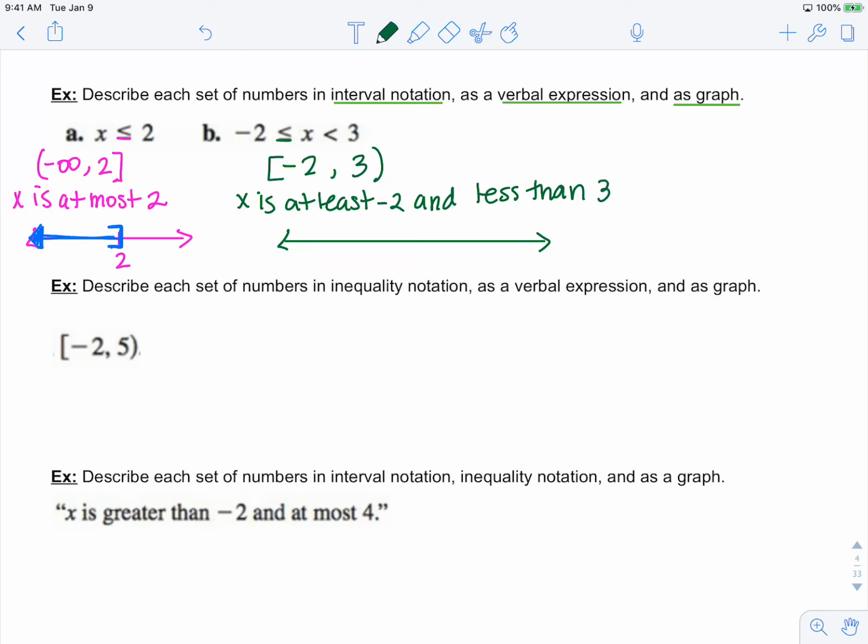And now if I want to graph this bounded interval, negative 2 is my lower bound, 3 is my upper bound. I will have a bracket on negative 2, a parenthesis on 3, and we shade all possible values in between.